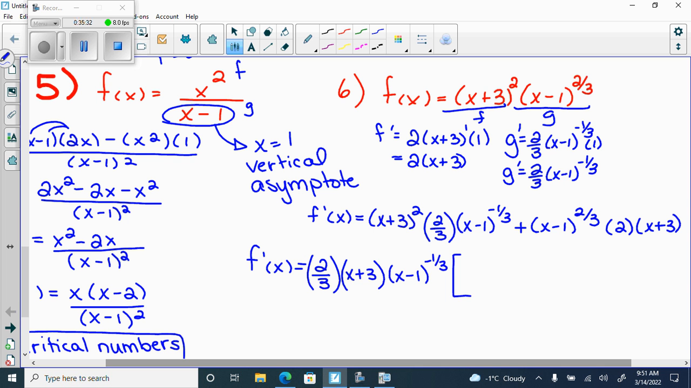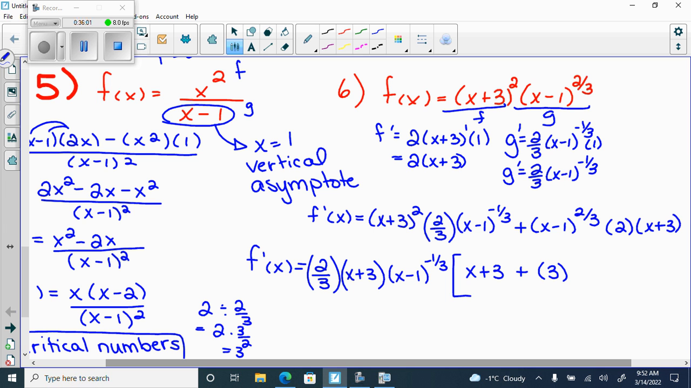So if I take a 2/3 out of 2/3, it's gone. If I take an x minus 1 to the negative 1/3 out, it's gone. X plus 3, I take one of them out, I'm still left with x plus 3. Then plus sign. What's 2 if I take out 2/3? 2 divided by 2/3 is 2 times 3/2, which is 3. So I'm left with 3. The x plus 3 leaves.